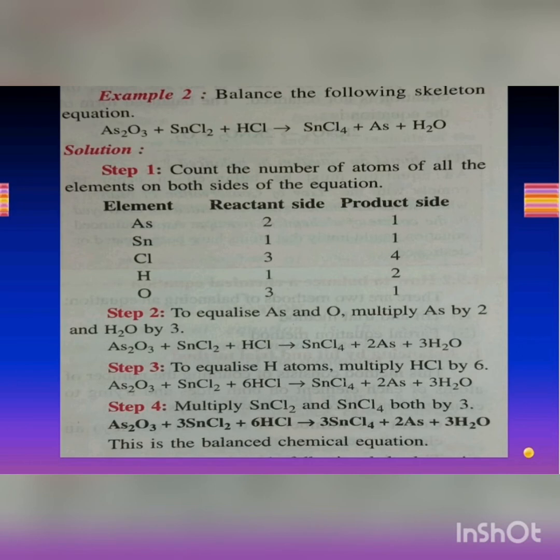So balance the following skeletal equation, which is saying arsenic oxide plus tin chloride plus HCl giving you tin chloride plus arsenic plus water. Okay, we are noticing here that there's SnCl2 and SnCl4 on the left and right hand side. This shows that the tin here is showing variable valency.